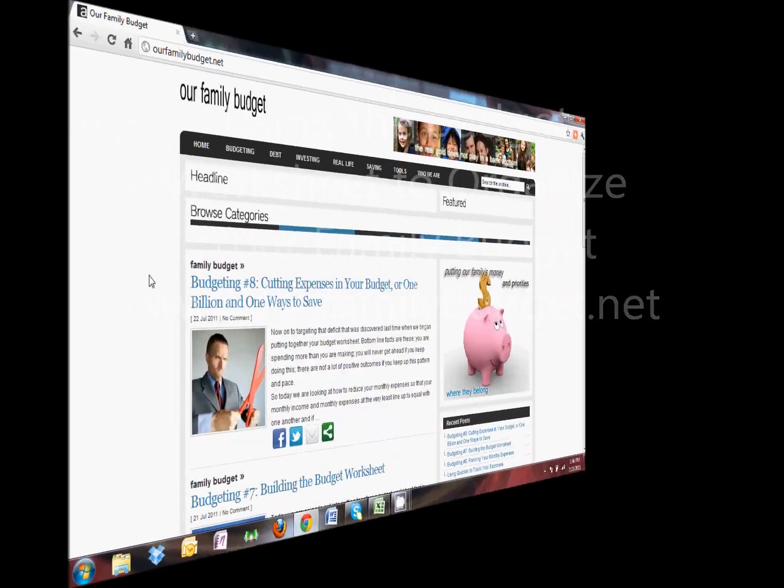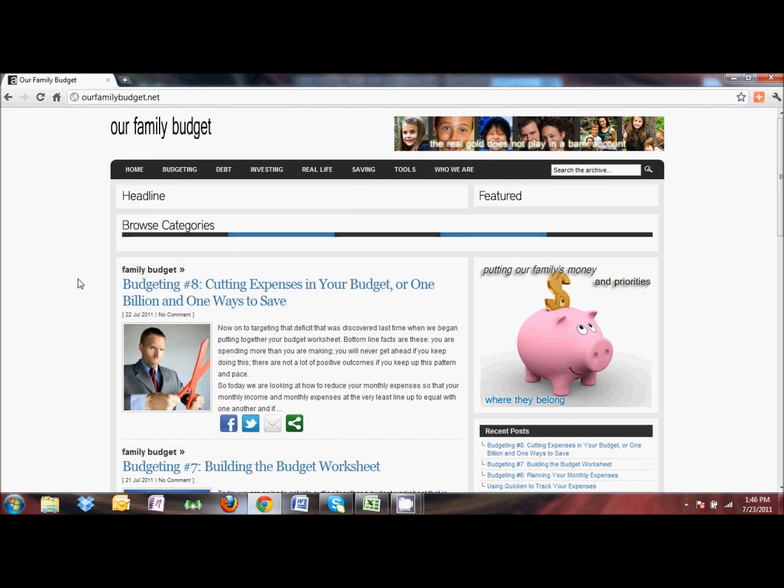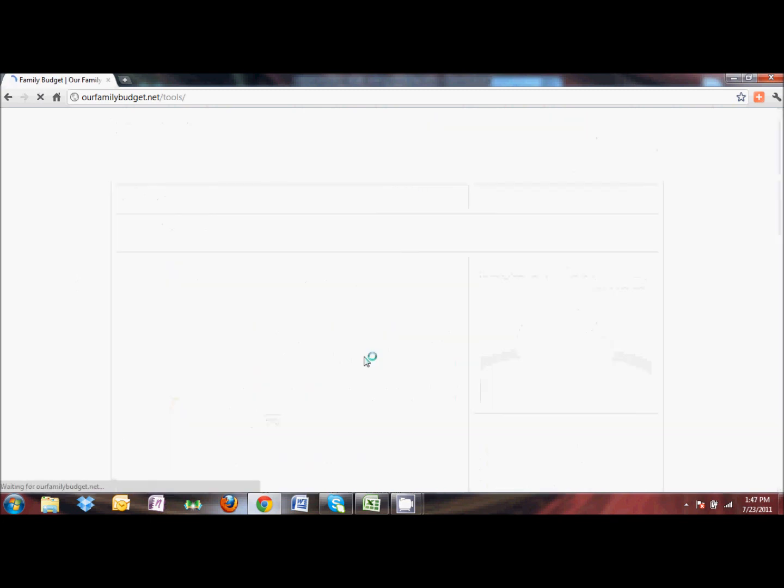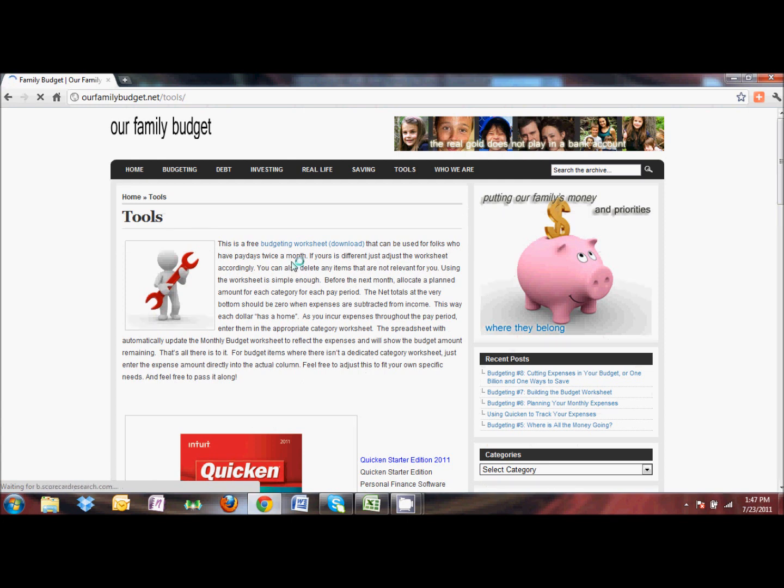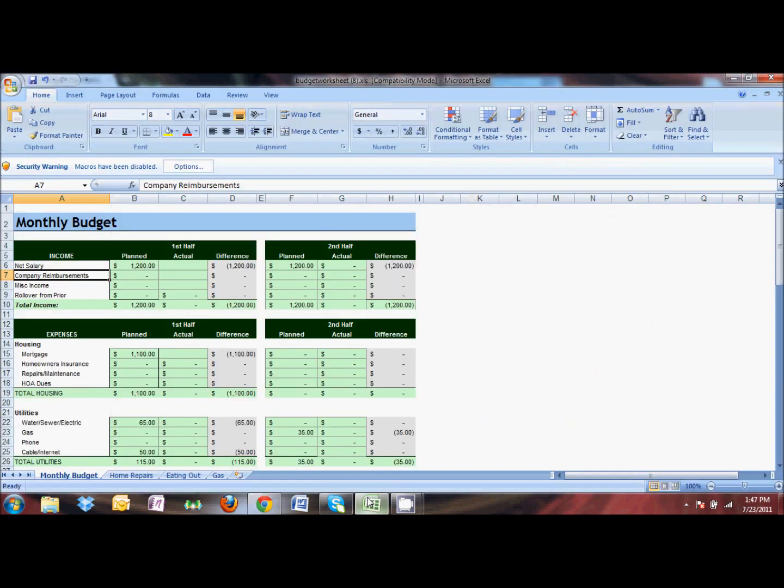So today we're going to be looking at how to use the family budget worksheet that can be found at ourfamilybudget.net. Again, you just go to the tools page there on the website. It will be the first tool there on the page listed as the budgeting worksheet. Just click right there and download it, and it should bring up something like this right here.